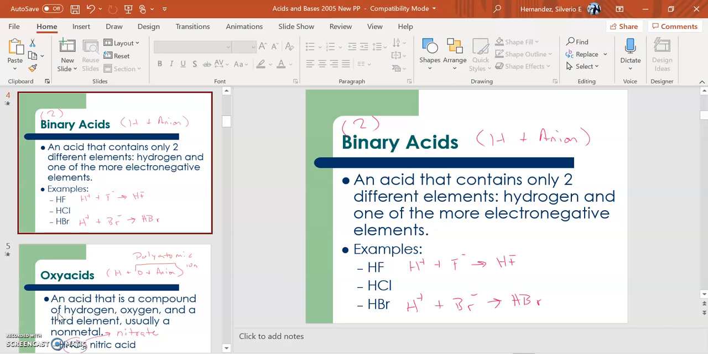So HF, HCl, HBr, and I showed you how hydrogen bonds with that fluoride ion to produce that hydrofluoric acid, and that hydrogen bonds with that bromide ion to produce hydrobromic acid. So those are binary acids, only have two elements in there.